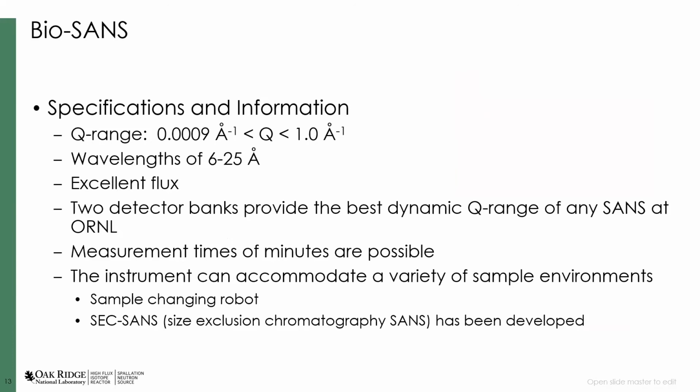The Biosens is unique among the SANS instruments at Oak Ridge National Laboratory in that it has 2 detector banks in the tank, which provides it the best dynamic Q range of any of the SANS at ORNL. Much like the GP SANS, because it has excellent flux, measurement times of minutes are certainly possible. Shorter measurement times are also possible. You know, I admit I'm hedging my bets here a little bit on that statement.